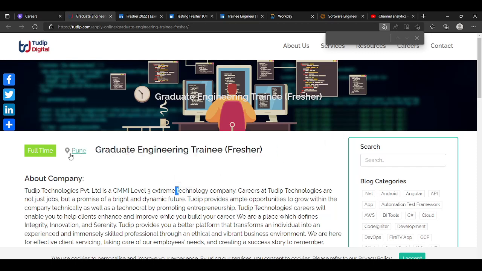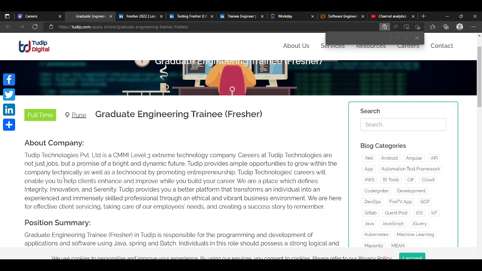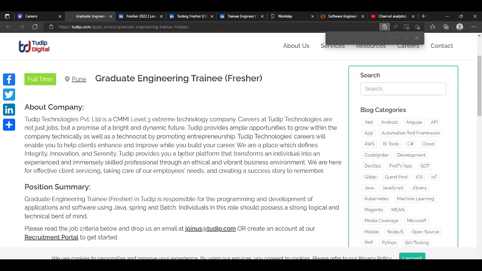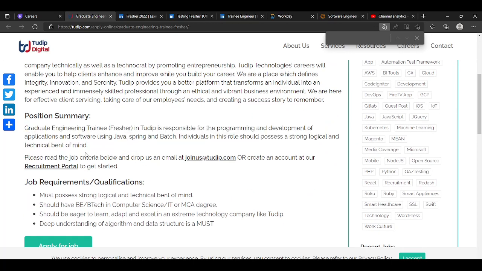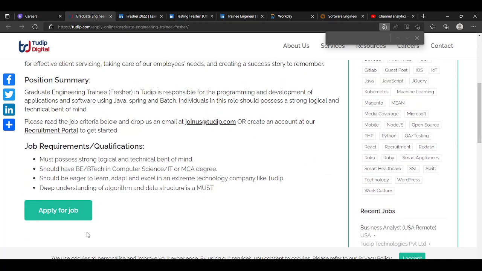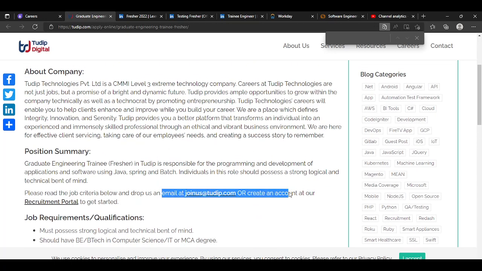The job location is Pune and the job is full-time. You can read about this company here, and it is a good company, I will say, to work with. So the position summary is listed here, and after reading the job criteria, you can drop an email to this email ID, or you can create an account at the recruitment portal to get started. So I would say apply to this job and also drop an email with your resume to this email.